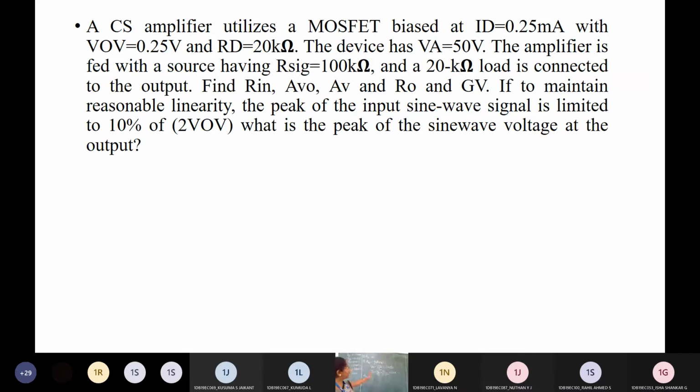So first find out RD, which is 20 kilo ohm. Small r0 is 200 kilo ohm. So 20K parallel with 200K, find that out and then multiply by gm. gm is 2 milli.